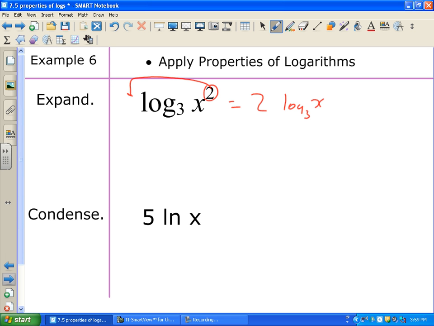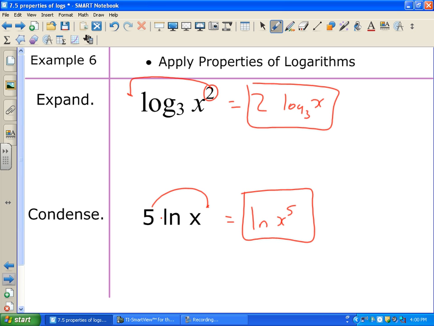Condense. Make it smaller. Right now I have 5 times the natural log of x. I'm going to move the 5 to the exponent position. That will be the natural log of x to the 5th. Done and done. These rules behave just like your rules of exponents.